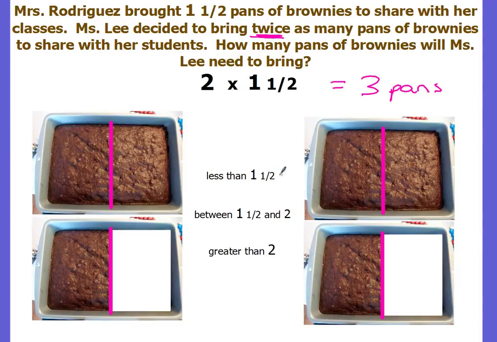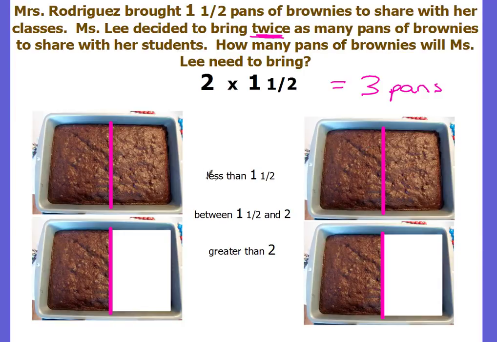So when estimating, we want to know, just by looking at the numbers alone, the factors that we're multiplying together, will our answer be less than 1.5? So this is the 1.5. Will our answer be less than that? Well, you can tell when you combine all of our pans of brownies together that it's going to be more than the 1.5. Will it be between 1.5 and 2 pans of brownies? Well, this is 1.5 pans of brownies. This would be 2 pans of brownies, and you can tell that it's going to be more than that.